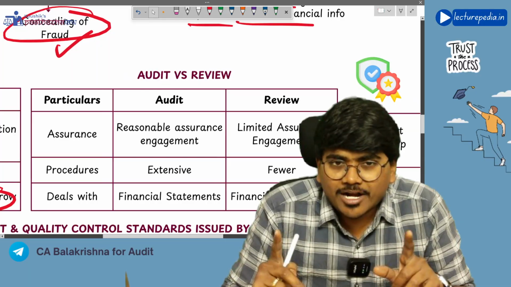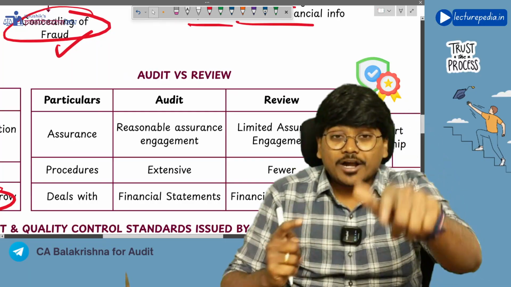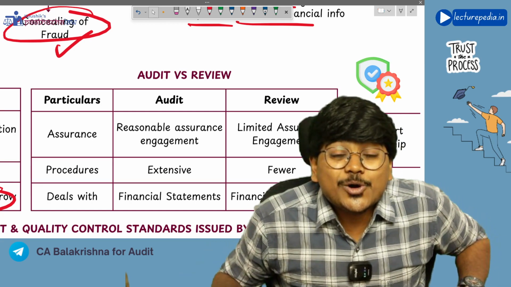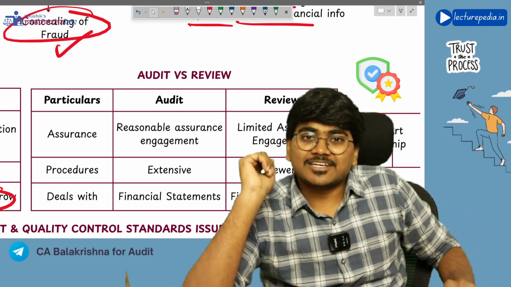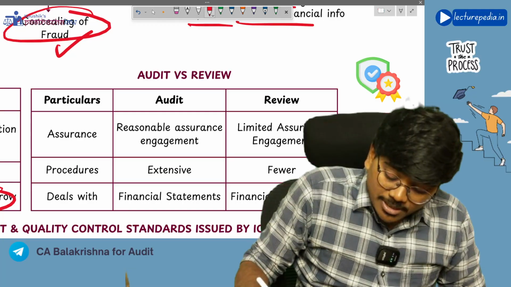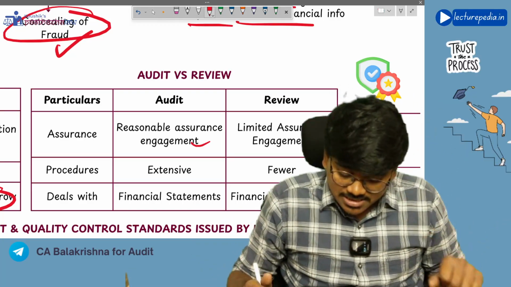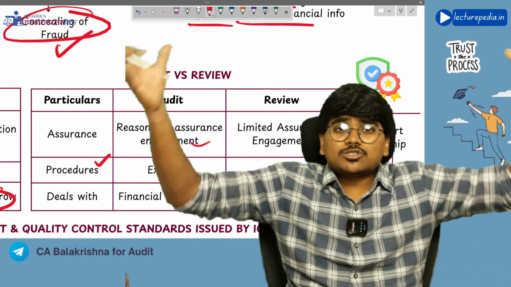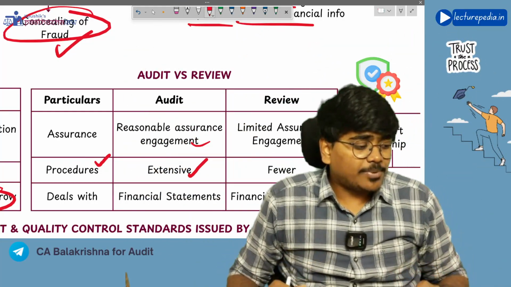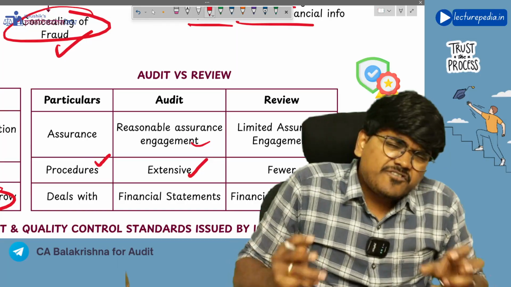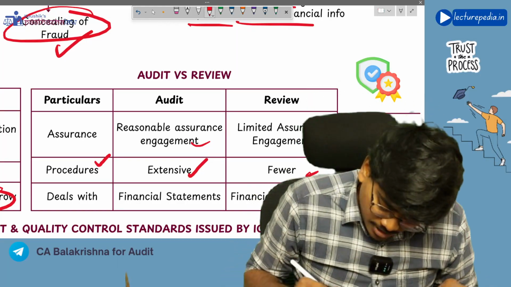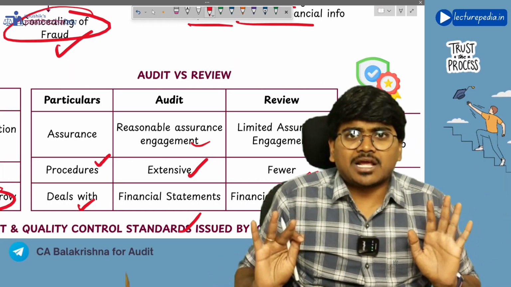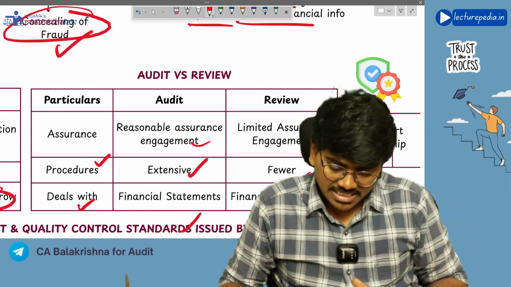Next, audit versus review. What is the difference between audit versus review? In case of audit, auditor will give reasonable assurance. In case of review, auditor will give limited assurance. We have discussed what is meant by limited assurance and reasonable assurance. Next, procedures that are performed in the audit are almost all the procedures. Extensive procedure will be performed, whereas in case of review, fewer procedures will be performed. Next, audit deals with financial statements. Even review also deals with financial statements only.